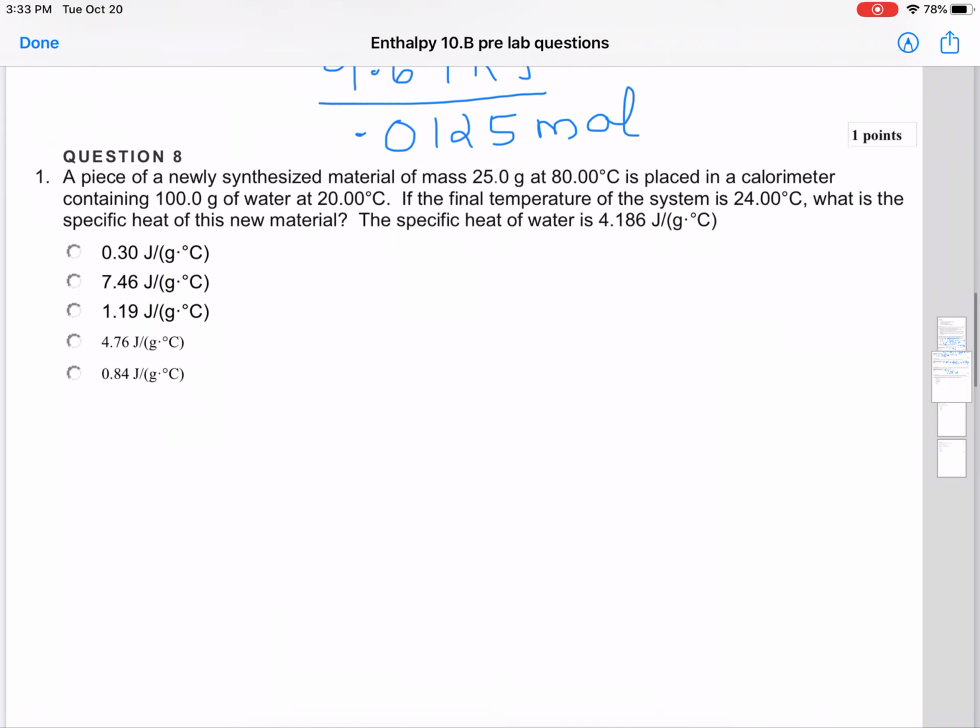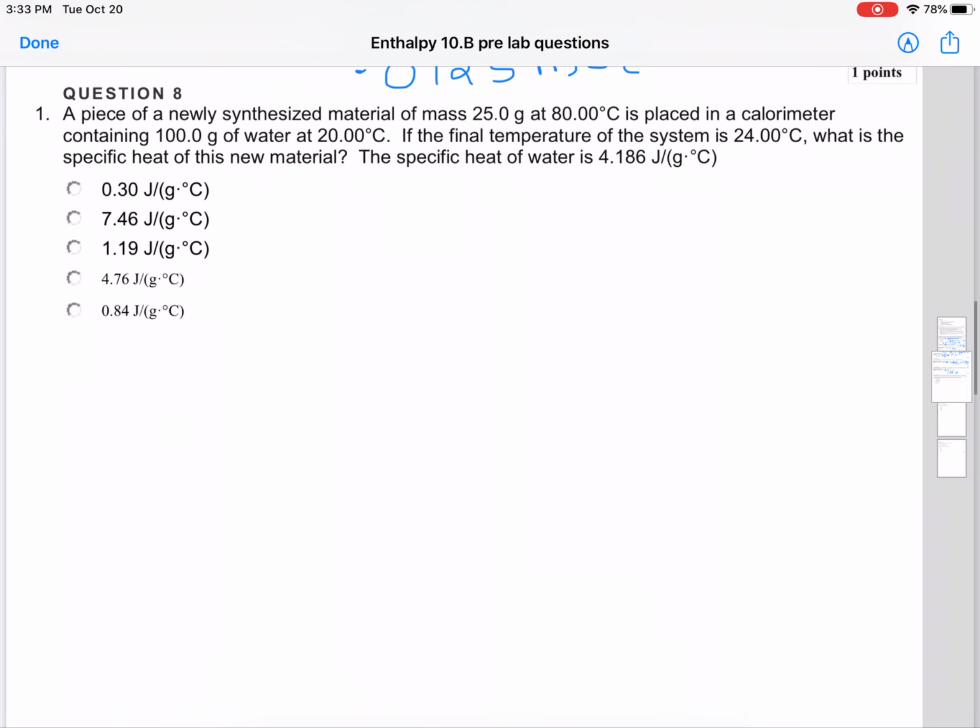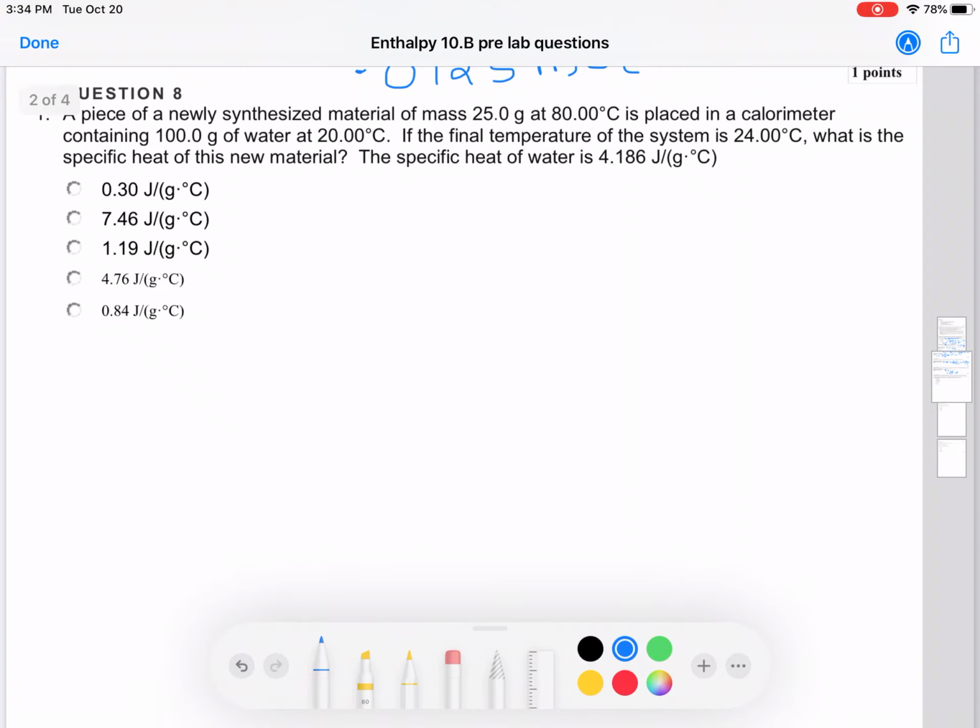And question 8. A piece of newly synthesized material of mass 25 grams at 80 degrees is placed in a calorimeter containing 100 grams of water at 20 degrees Celsius. If the final temperature of the system is 24 degrees, what is the specific heat of this new material?